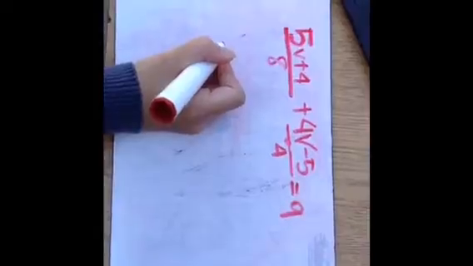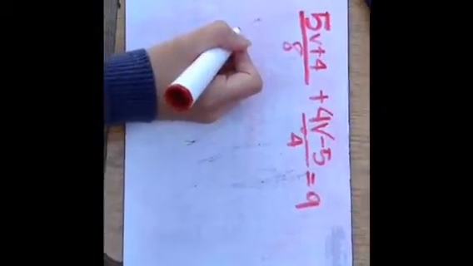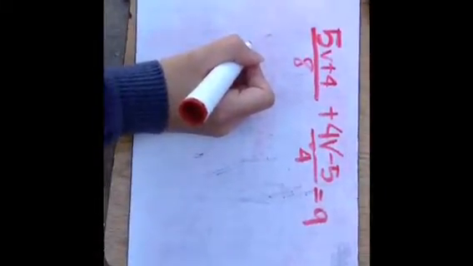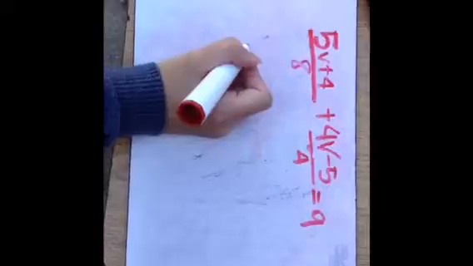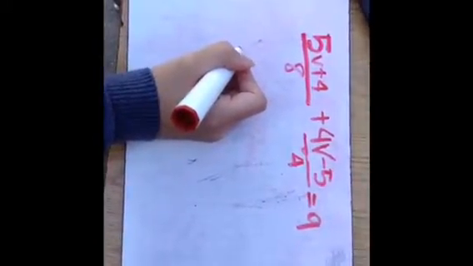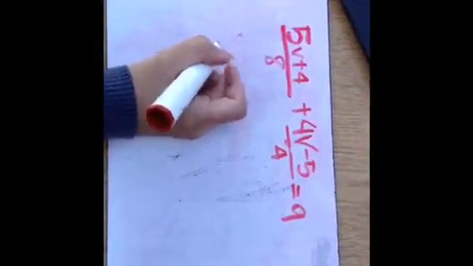This problem is very similar to the previous one. To solve this problem, first you want to find the least common denominator. In this case, we find that 8 is the LCD because 8 is the first common product we see out of the sets of multiples of 4 and 8. Now we're going to multiply the LCD by both sides of the equation.